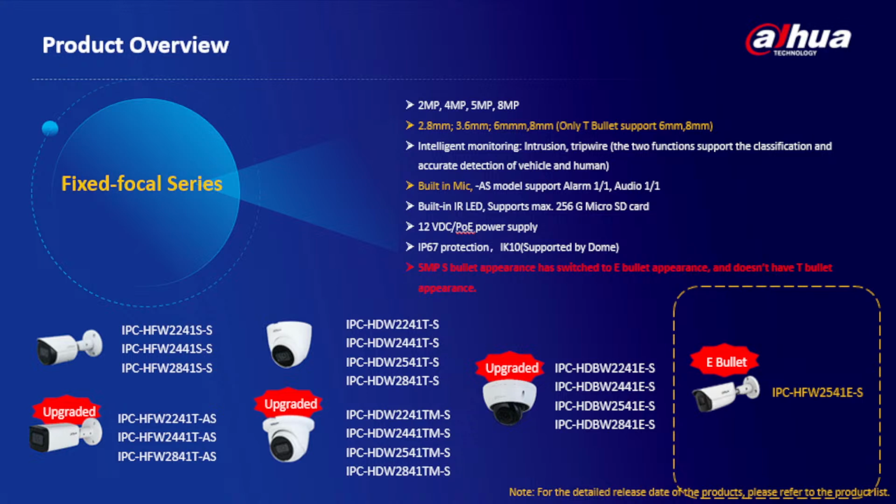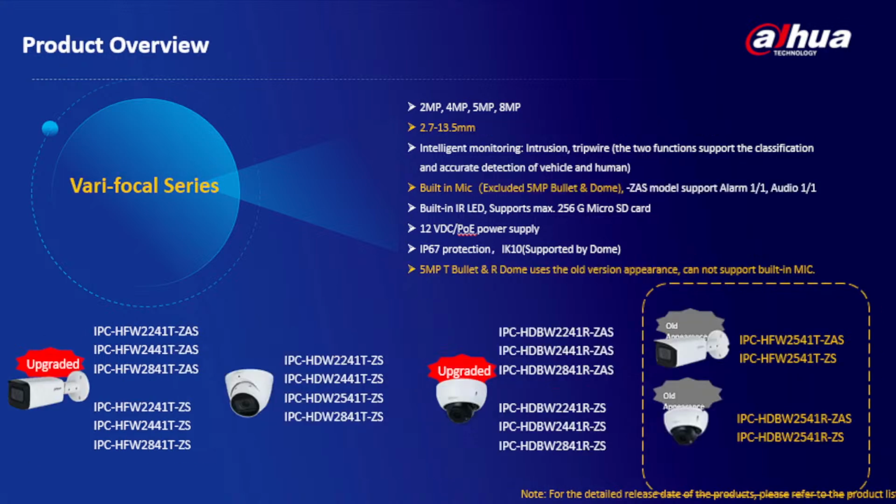Different appearances are available now. We have upgraded to the IK10 full dome, and a bigger size of bullet camera is also available now. Then with the varifocal lens, we have different resolutions, starting from 2 megapixel and going up to 8 megapixel, if you need more clarity in the image. For the lens size, we can find 2.7 to 13.5 mm. The rest of the features are the same in the varifocal lens as well, like intrusion detection, tripwire, SMD Plus, built-in mic, and these things.